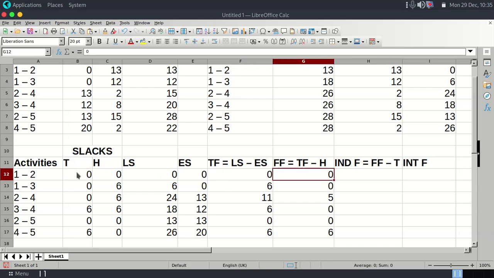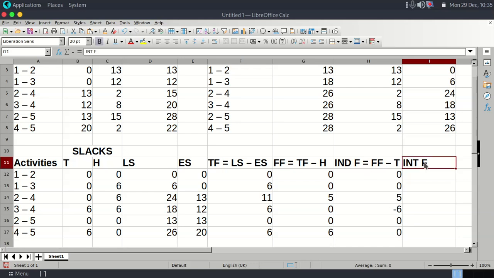So 0 minus 0, we get a 0. Then 0 minus 0, again we get a 0. Then 5 minus 0, we get 5. Then 0 minus 6, we get negative 6. Then 0 minus 0, we get 0. Then 6 minus 6, we have a 0. So that's our independent float.